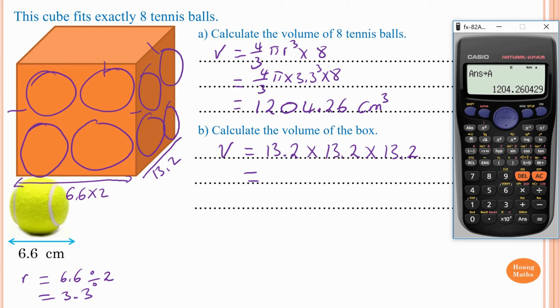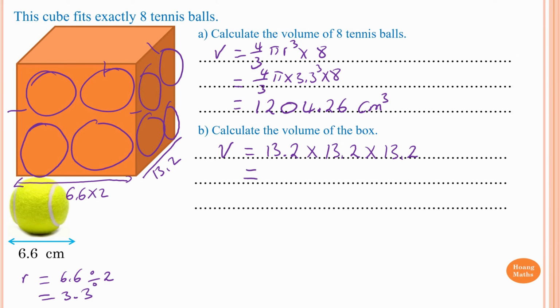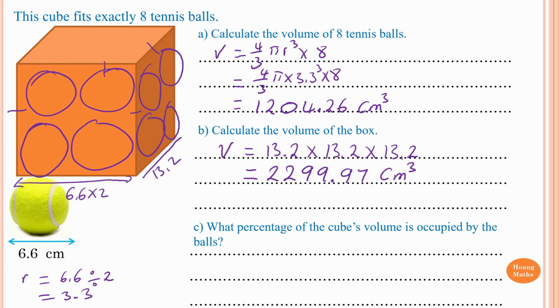Now to work this out, I just type 13.2 cubed, or 13.2 times 13.2 times 13.2 if you like. Rounding to 2 decimal places, the answer is 2299.97, so 2299.97 cubic centimeters.